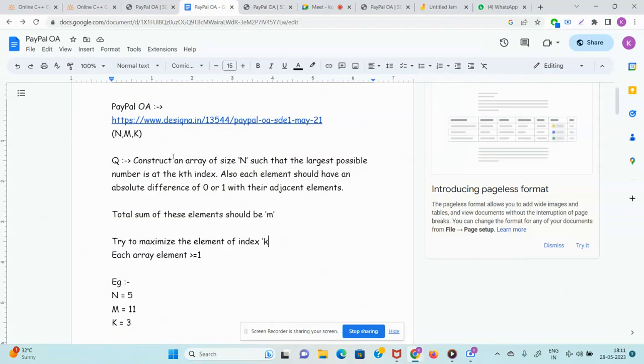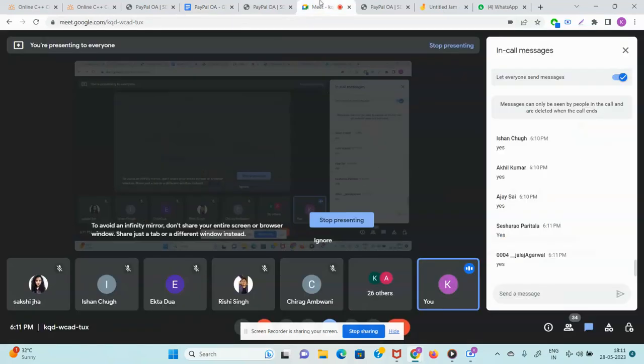Anyways, focusing back, guys, what are they saying? They are saying you are given three integers n, m, and k. Try to make an array of size n such that the absolute difference between all the adjacent numbers is 0 or 1, and the sum of these numbers should be m, and try to maximize the element at index k. Guys, this is the question.